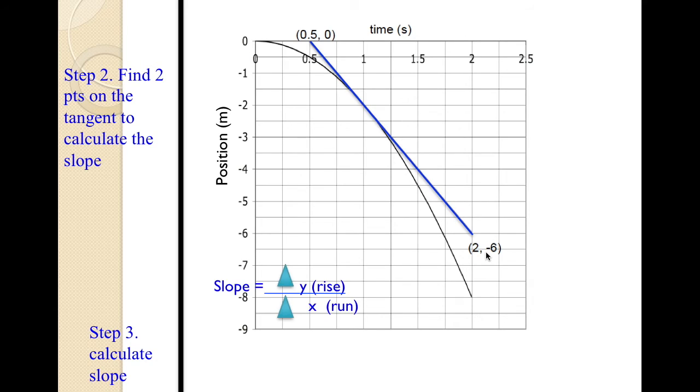So remember, that is rise over run. So you would take your y points, your instantaneous velocity would then be the change in y, which is negative 6 minus 0, over 2 minus 0.5. And that would give you a velocity of negative 4 meters per second.